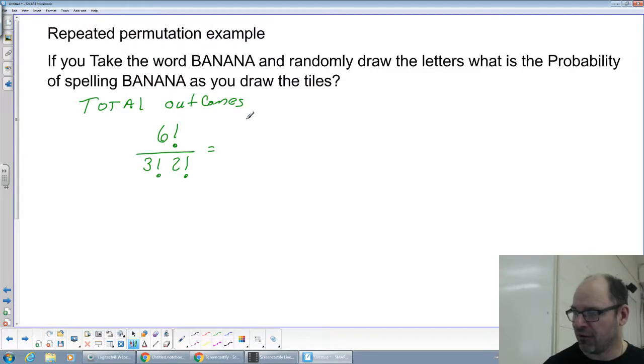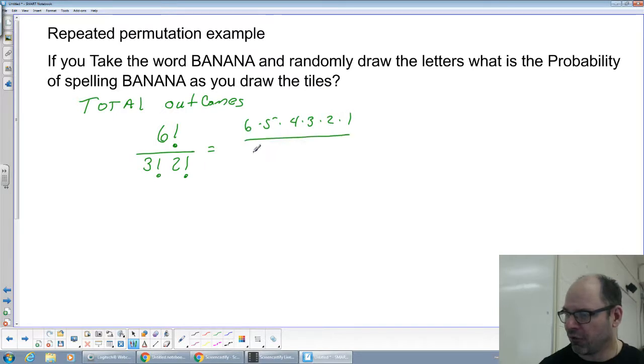So this would be 6 times 5 times 4 times 3 times 2 times 1 over 3 times 2 times 1 times 2 times 1. Okay, if we take out the 3, 2, 1 here, and then take out 2 there, this gives us 60 over 1, which equals 60 ways.